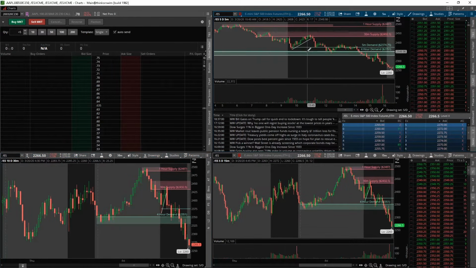So on the top right, we have ES, which is the S&P 500 future on a 5-minute chart. And on the bottom right, we have a 15-minute chart. And then on the bottom left, we have a 30-minute chart.